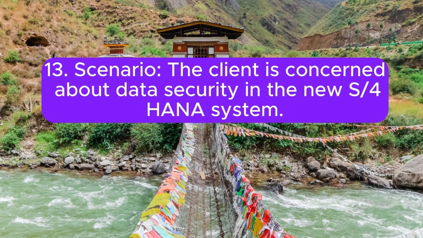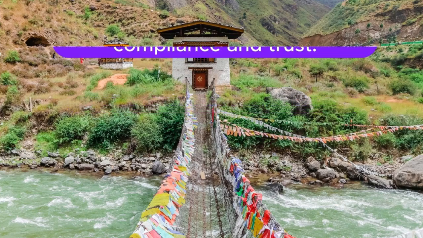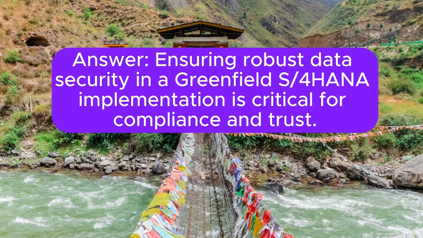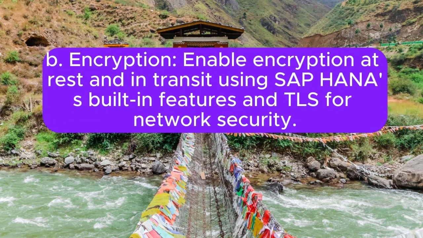13. Scenario: the client is concerned about data security in the new S/4HANA system. How would you ensure robust security measures? Answer: ensuring robust data security in a greenfield S/4HANA implementation is critical for compliance and trust. A. Role-based access. Configure role-based access controls using SAP GRC to restrict access to sensitive data, for example, financials, HR. B. Encryption. Enable encryption at rest and in transit using SAP HANA's built-in features and TLS for network security.